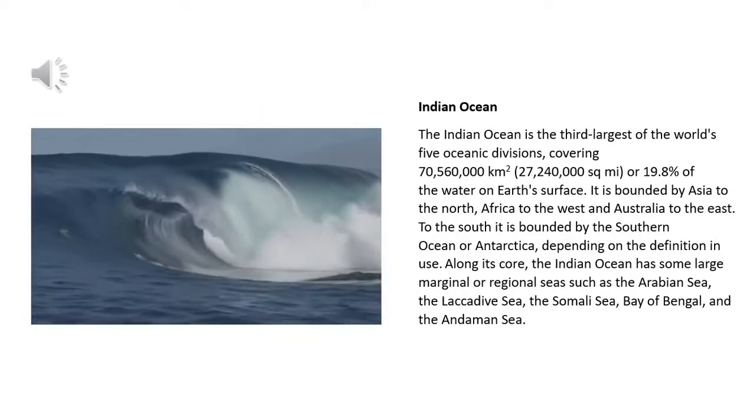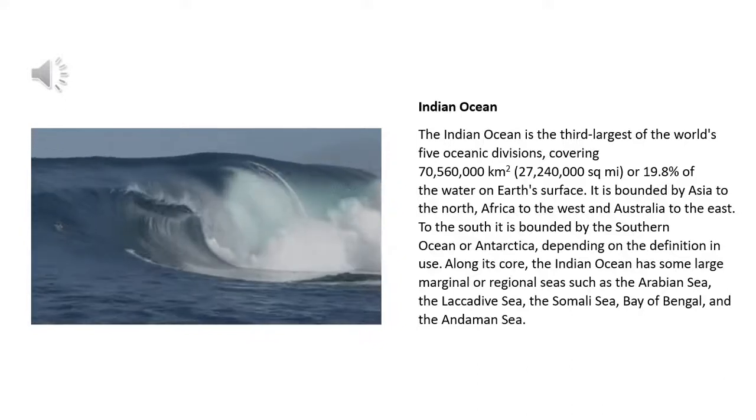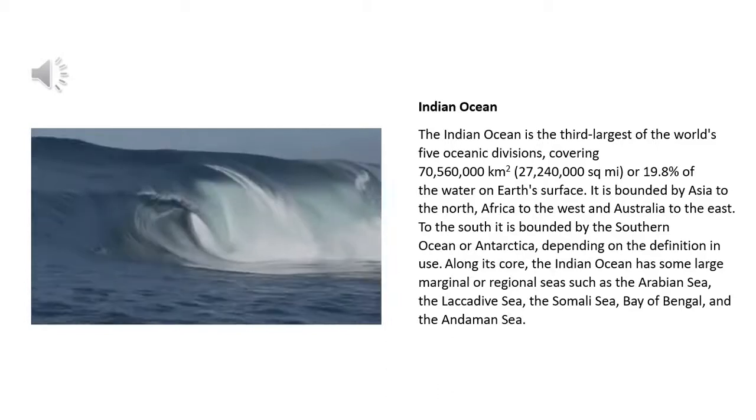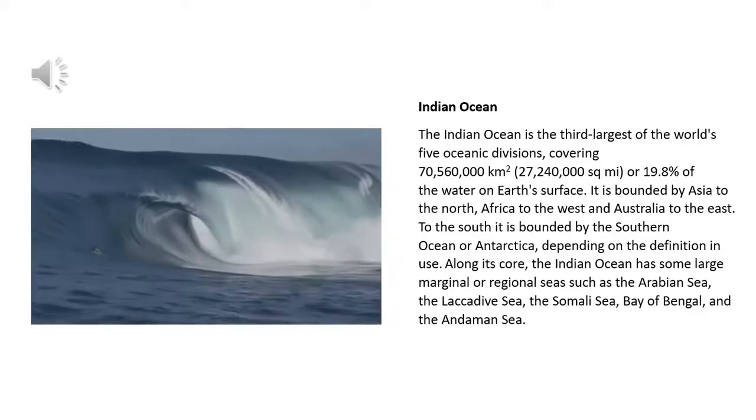Indian Ocean. The Indian Ocean is the third largest of the world's 5 oceanic divisions, covering 70,560,000 square kilometers, 27,240,000 square miles, or 19.8% of the water on Earth's surface.